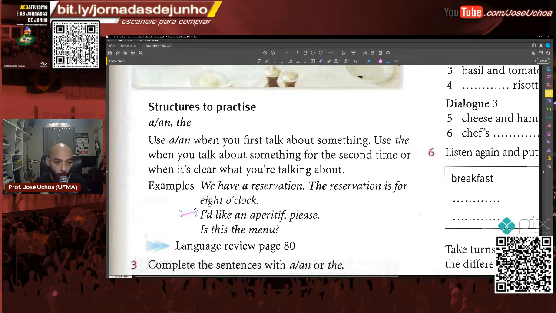Then the second example: I'd like an aperitif. I didn't say if this aperitif is gin and tonic or a dose of cognac. I just said it's an aperitif. Now, is this the menu? Why do you use the here? Because the menu is the specific menu for that restaurant. Which menu? I don't know. But when I say this is the menu for Landrois restaurant, then I know I'm talking about a specific menu.